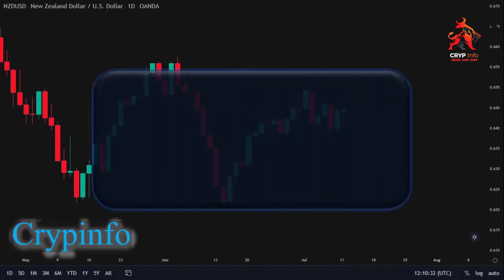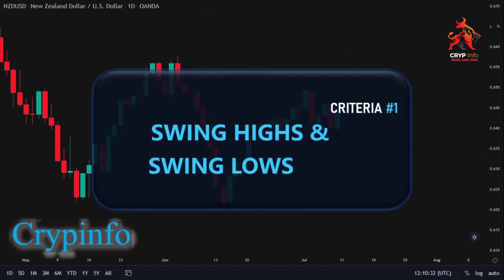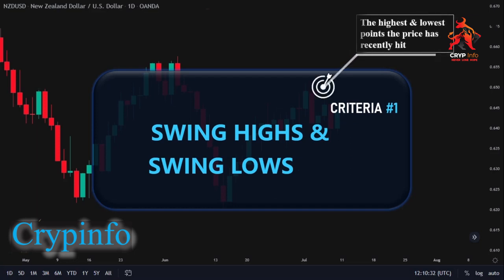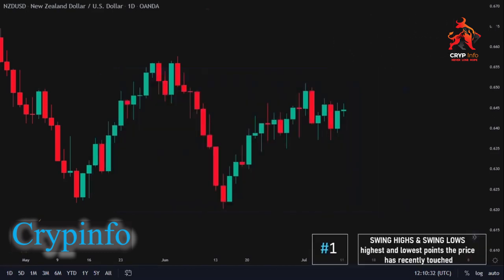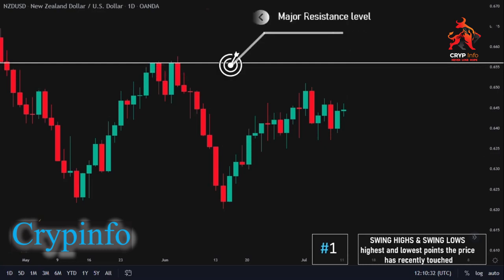So, starting with criteria number 1, swing highs and swing lows, which qualify a level of support and resistance, meaning the highest and lowest points price has recently hit in the chart. So we look to the left, and note that the price went up, hit, and rebounded. And this is the highest point that price has reached recently, and finally makes a swing high here. So we highlight it as a resistance level.